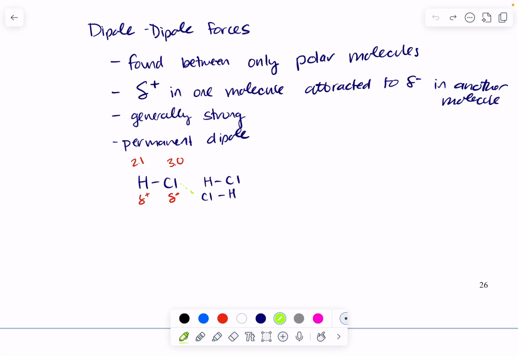Hopefully you're saying as you're writing this that it's got to be the top one. Because if this hydrogen's delta positive, because this is just simple math, this hydrogen has also got to be delta positive and this chlorine's delta negative. Because of Coulomb's law and the idea that opposite charges attract, this is our dipole-dipole force.